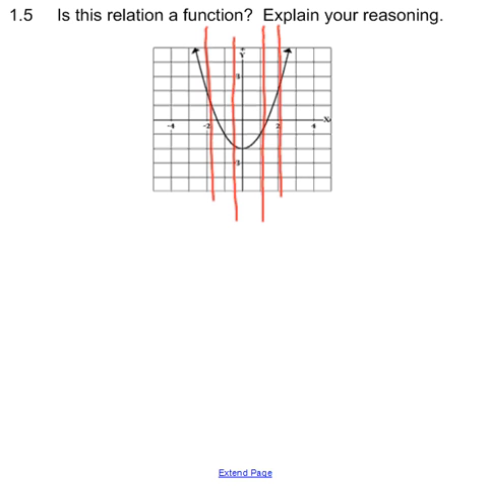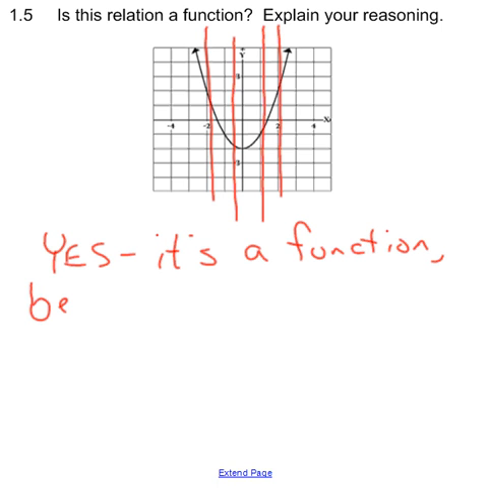So this one never does. There's no place on there where it would hit more than once. So this is a function. And the reason is because it passes the vertical line test.